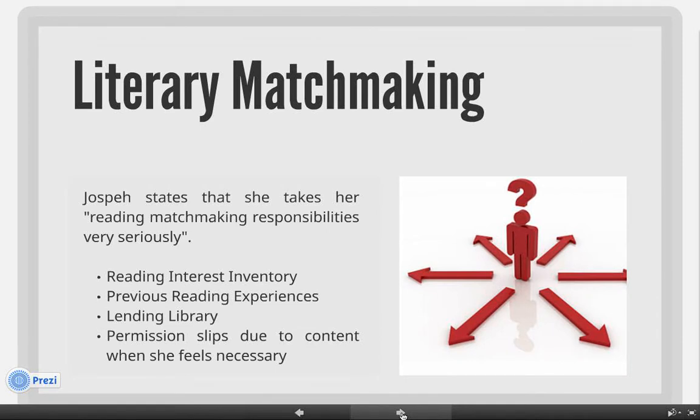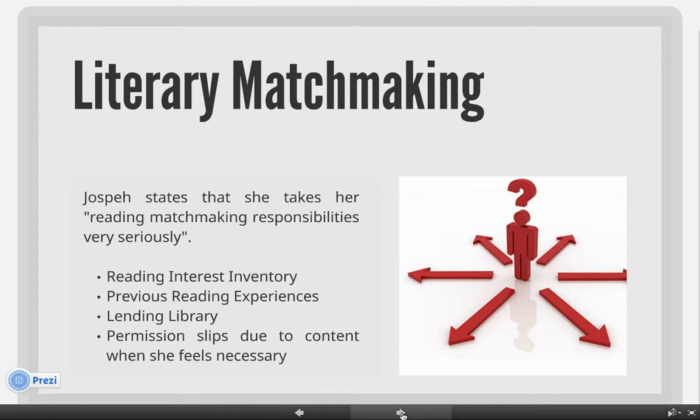I would be remiss not to mention her idea of literary matchmaking. As an ELA teacher, this is a topic that really speaks to my heart. I love the idea of matchmaking because it's kind of a catchy little saying. And she states that she takes her responsibilities very seriously as a reading matchmaker. And putting books in the hands of students is a huge priority of mine. And trying to find something that a student will grab a hold of is always a challenge.